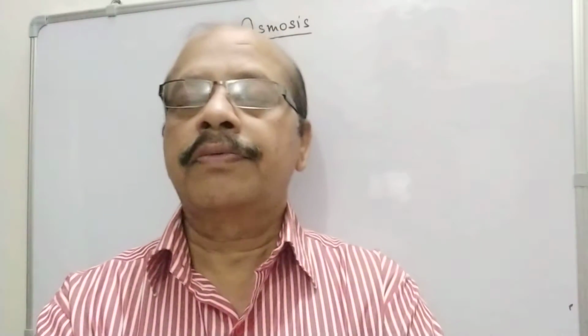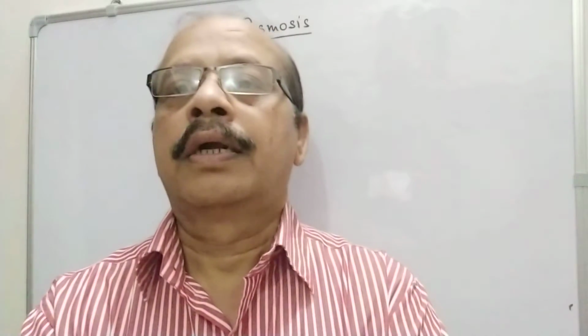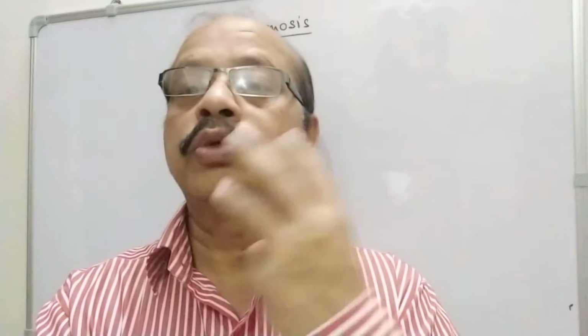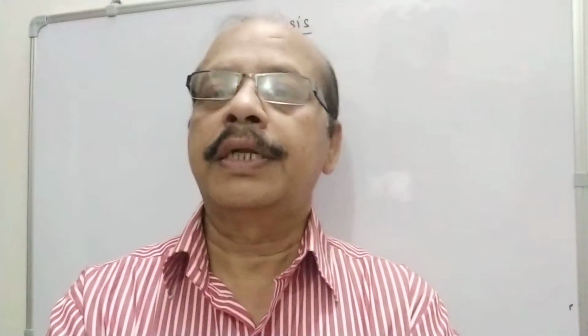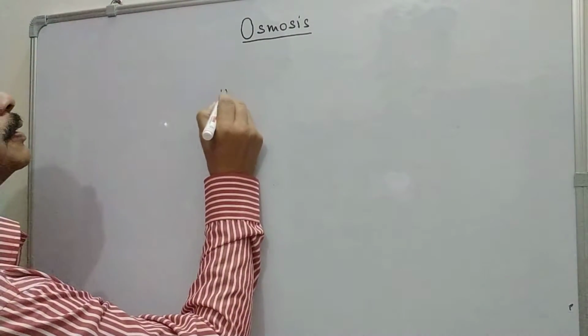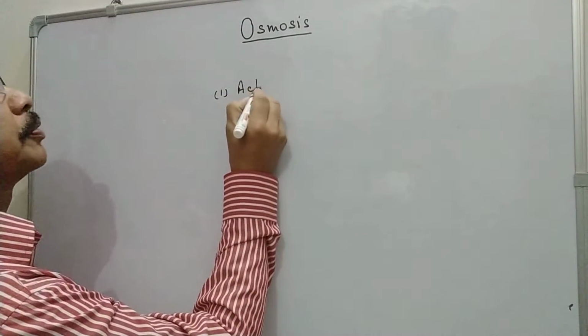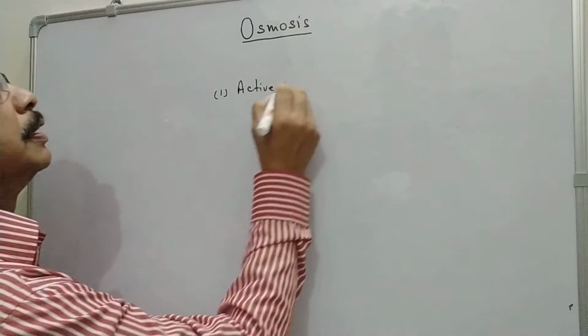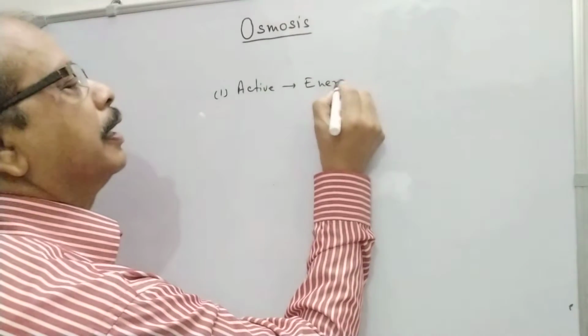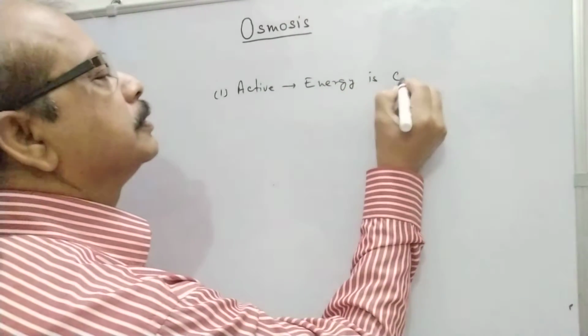Friends, today we are going to discuss the topic transportation in living beings. Transportation of various substances in living beings. There are two types of transportation in living beings. First is active transport, in which energy is consumed.